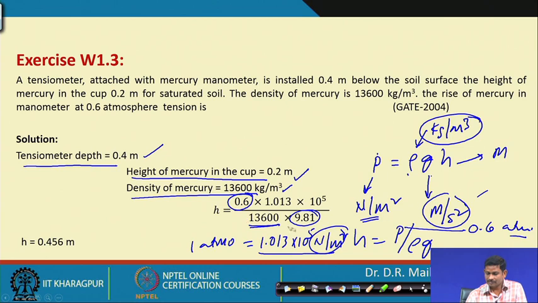So, substituting everything, you get H equal to 0.456 meters. Okay. So, simply this exercise shows how to convert an atmospheric pressure into a height of water column.